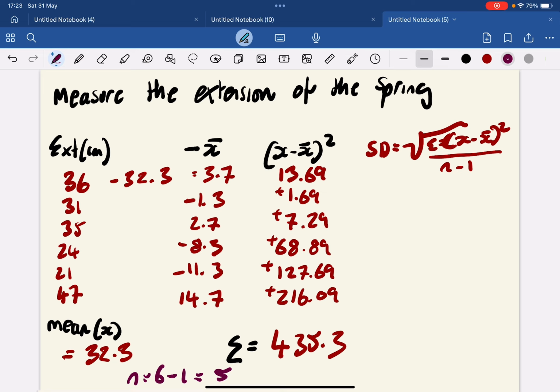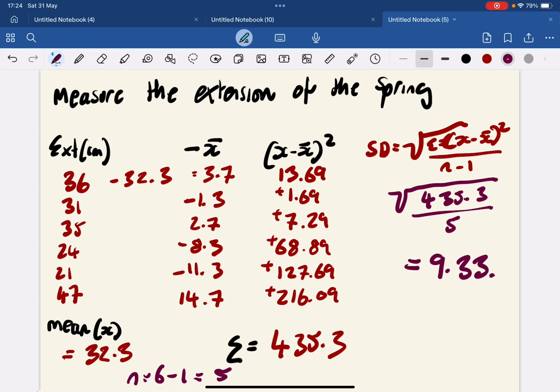So our standard deviation is going to be the square root of 435, because that's the sum of all those squares, divided by n take away 1, which is 5. We should have an answer of 9.33. Depending on who you're watching this with and why, you might talk a little bit about sigma if you're doing A-level physics.